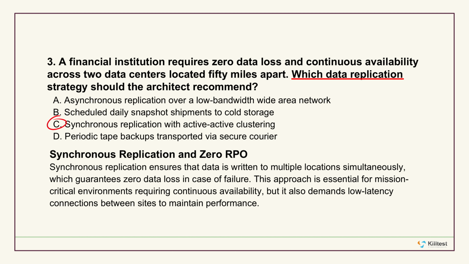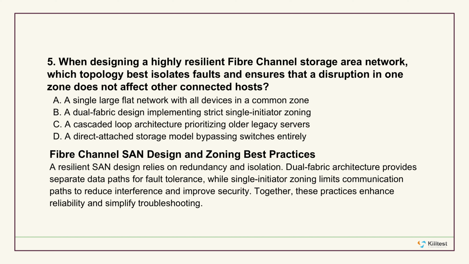I mean, we can't let a single faulty cable or misconfigured server take down the entire replication link. Definitely not. And that brings us to question 5 regarding SAN design. When designing a highly resilient fiber channel storage area network, which topology best isolates faults and ensures that a disruption in one zone does not affect other connected hosts? Okay, let's hear the topologies.